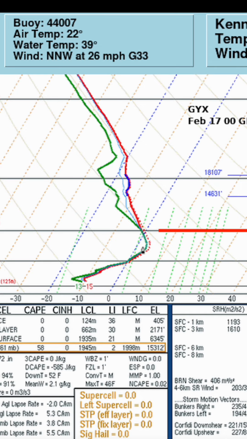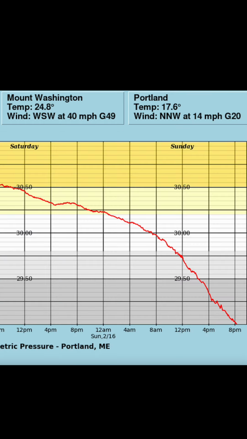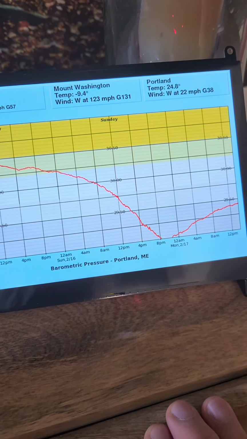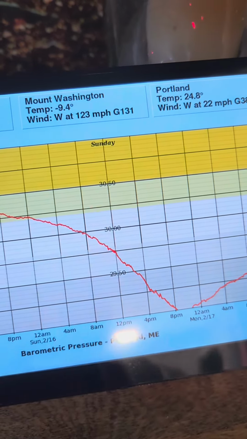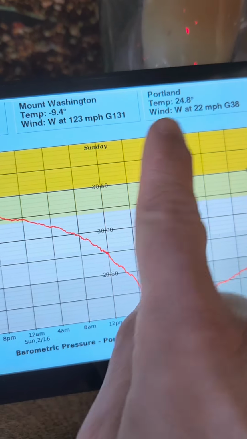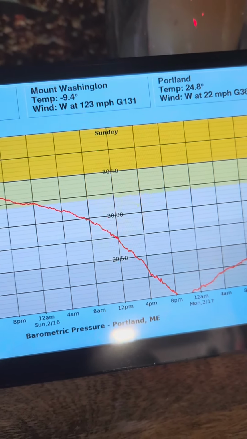This was such a good example, I wanted to show you. This image again is from last night when the storm was nearly overhead. And look, even Mount Washington at the time was warmer than Portland, Maine. And today the atmosphere is back to normal. Mount Washington is about 30 degrees colder than Portland, Maine, and that wind is cranking.